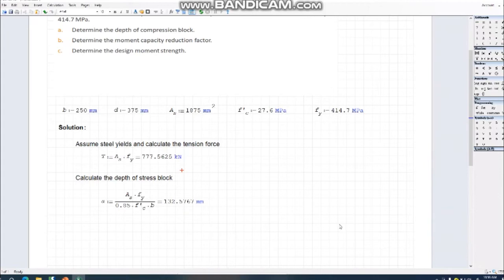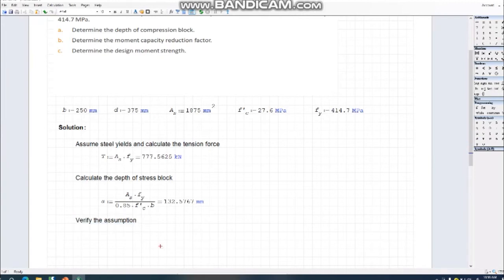Be careful, you have to verify whether this is an acceptable value or not. You have to verify whether your assumption is correct. So verify the assumption first. The next step is to verify whether our steel has yielded or not, by calculating again your Es.